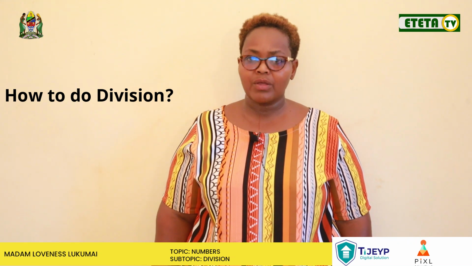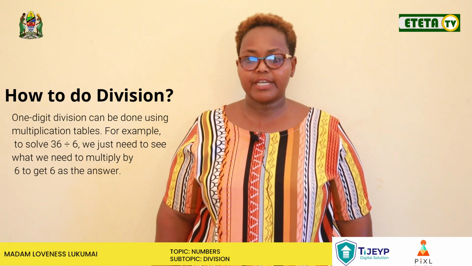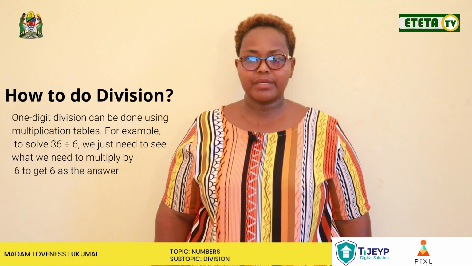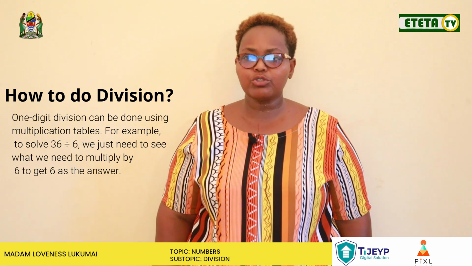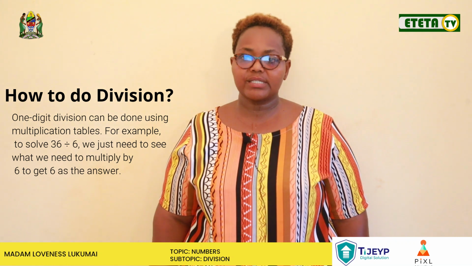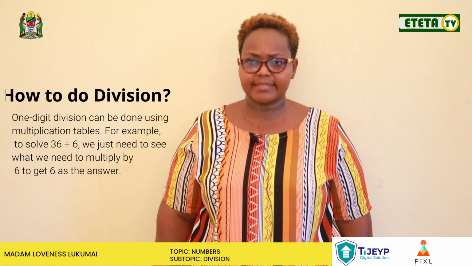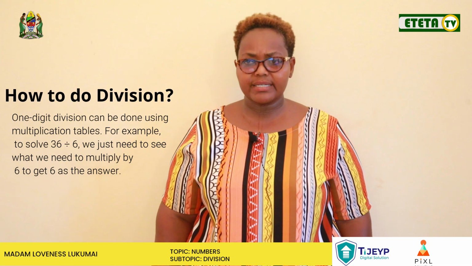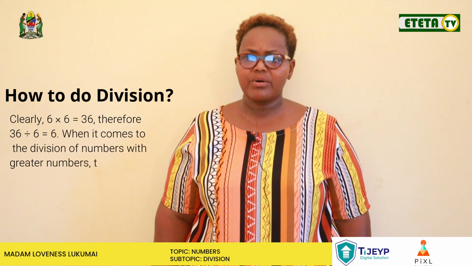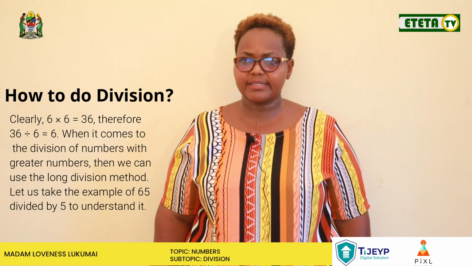How to do division? Let us discuss how we can divide numbers. 1-digit division can be done by using the multiplication table. For example, to solve 36 divided by 6, we just need to see what we need to multiply by 6 to get 36. The answer is clearly 6, because 6 times 6 is 36. Therefore, 36 divided by 6 is 6.